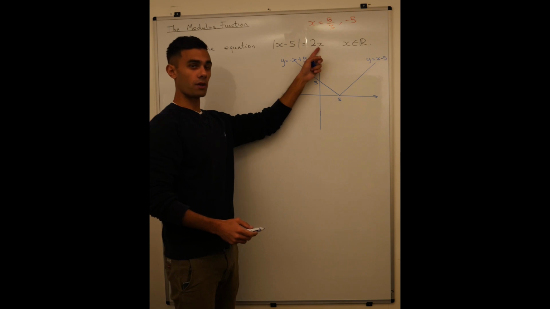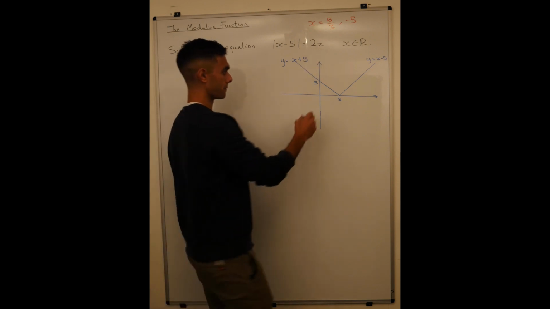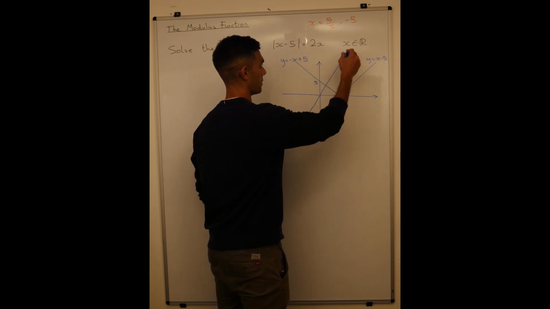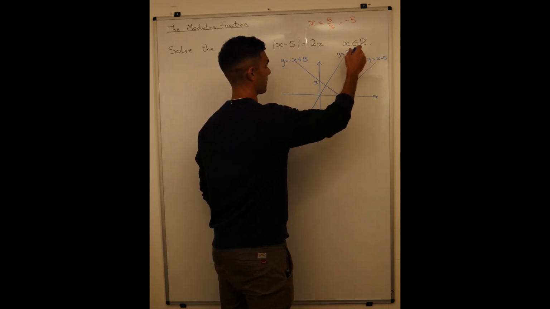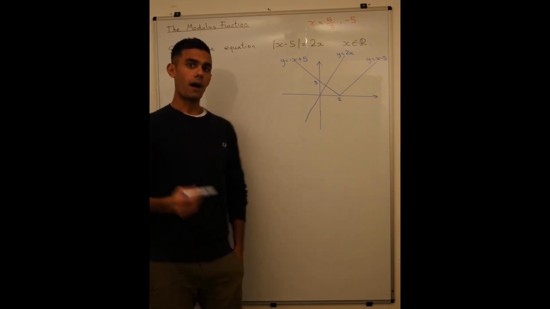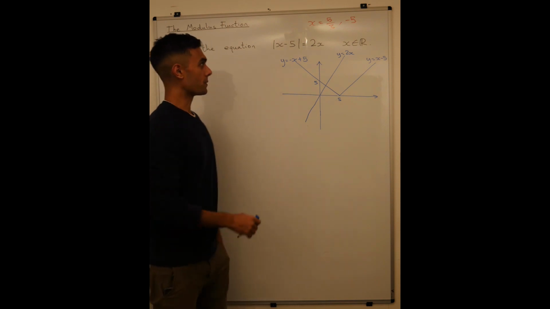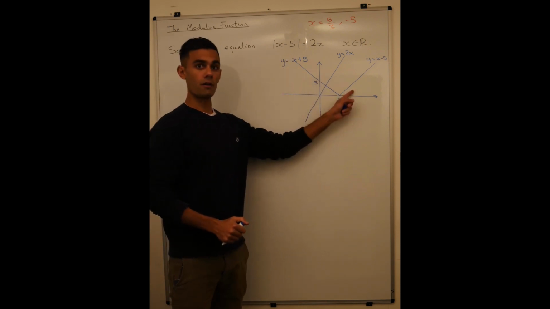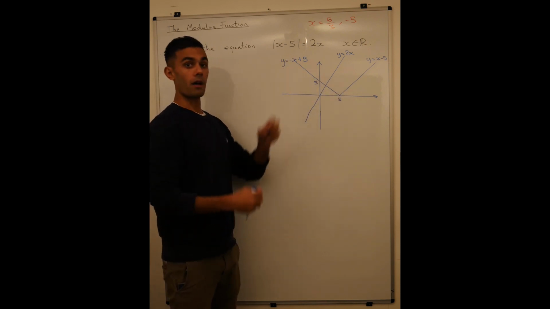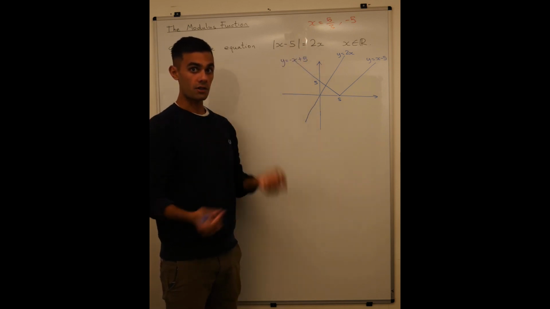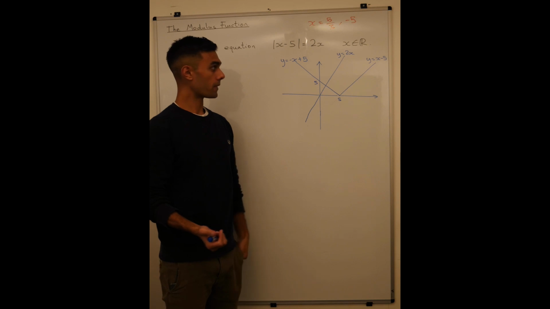Now I need to sketch the right side. Y equals 2x. Little bit wonky. There we go. Okay, now as you probably know from AS Maths, the points of intersection of these two curves, or these two lines, is the same as the solutions to this equation. So we just need to find the points of intersection.